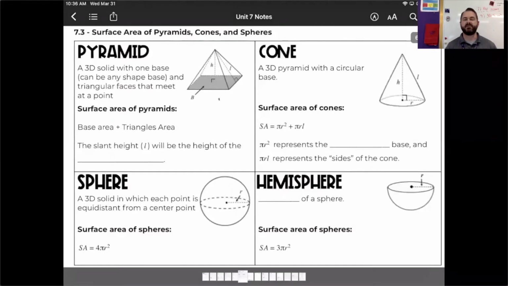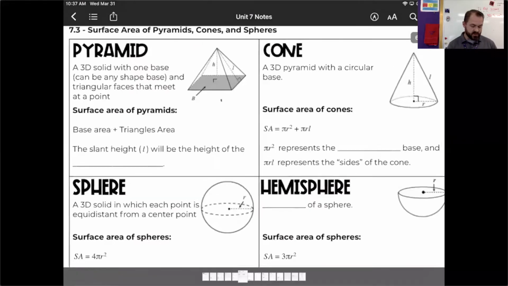In today's lesson video, we're going to look at day 7.3, and we are still talking about surface area, but this time we're going to introduce you to some new three-dimensional solids. Last lesson, 7.2, we talked about prisms and cylinders. Today we're talking about pyramids, cones, and spheres.